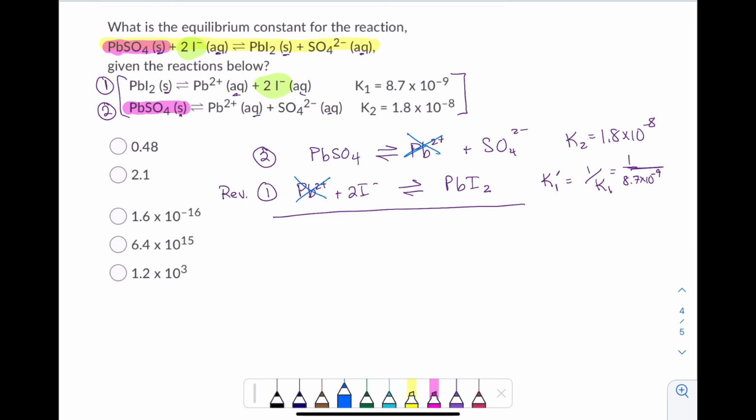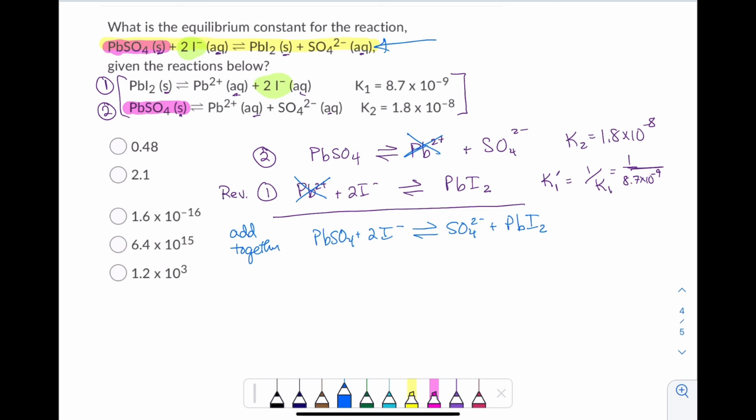So when I add the reactions together, I end up with PbSO4 on the left plus 2I minus on the left is in equilibrium with SO4 2 minus on the right and PbI2 on the right. And that is indeed the reaction I was going for, and it doesn't matter what order I put those products. Now, what happens to the K values when I add two reactions together?